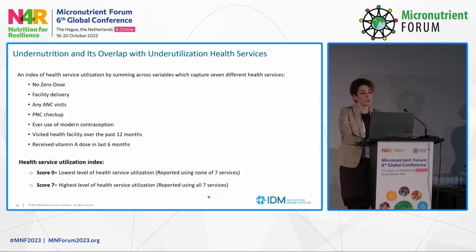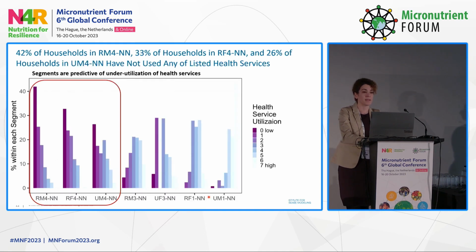Then we wanted to plot them versus segments again and see what pattern we see. Here we are looking at the distribution of these scores within each segment. The darker color represents the lowest level of health service utilization, and the brighter color is the highest level of health service utilization. We ordered the segments on the x-axis from the most vulnerable to the least vulnerable.